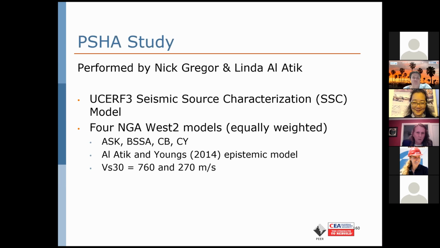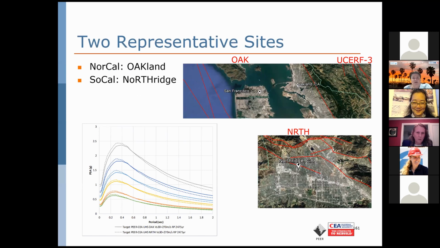We used the epistemic model developed by Linda Al Atik and Youngs in 2014. And as I've already stated, they gave us the data for 2 different site conditions. We took these data, and I have here just to give you an idea of what two of the many sites that we looked at look like.